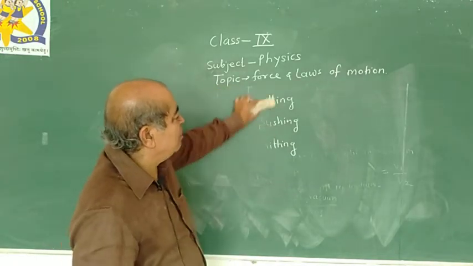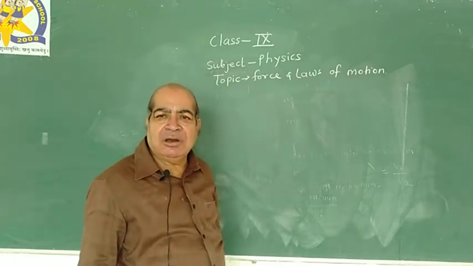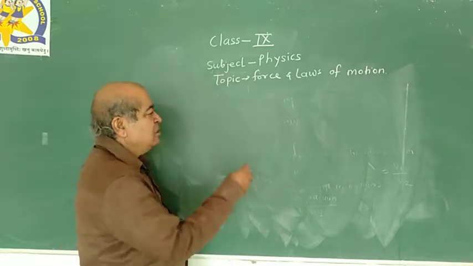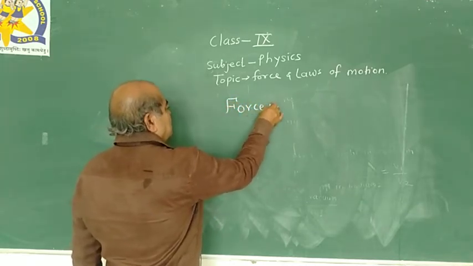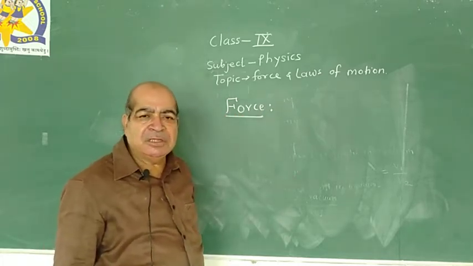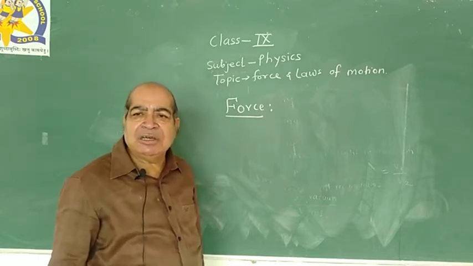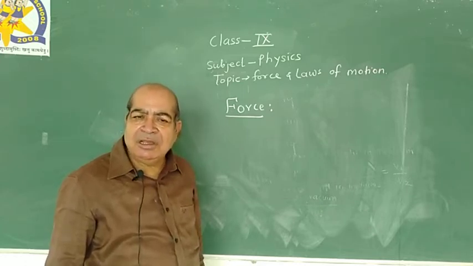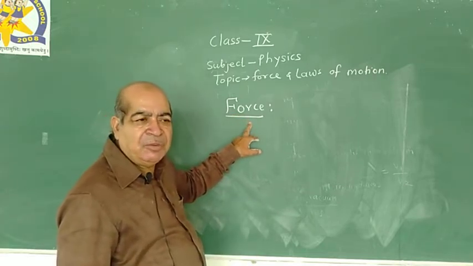Which physical quantity changes the state of rest or the state of uniform motion? This physical quantity is given the name force. What is meant by force? By the three physical processes, pulling, pushing, and hitting, a physical quantity is applied to the object that changes the state of the object. This physical quantity is called force.